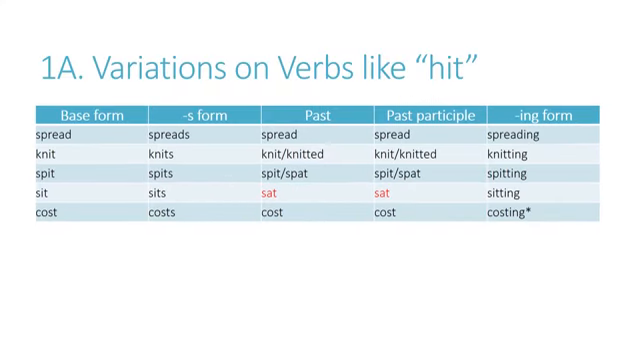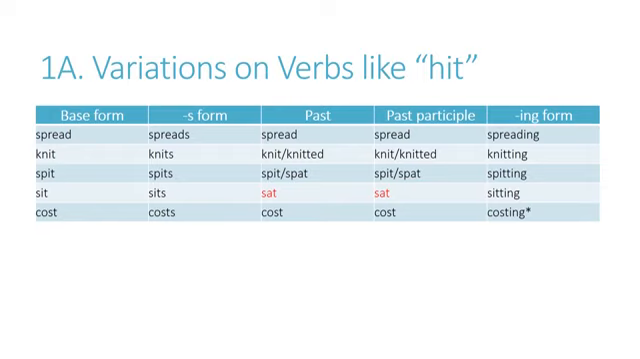Now we have some variations on verbs like hit. For example, with the verb spread, it follows the same pattern in that the past and the past participle are exactly the same as the base form. Spread, spread, spread. The difference here is this one ends with a D sound, and in the ing form, the D letter is not doubled.